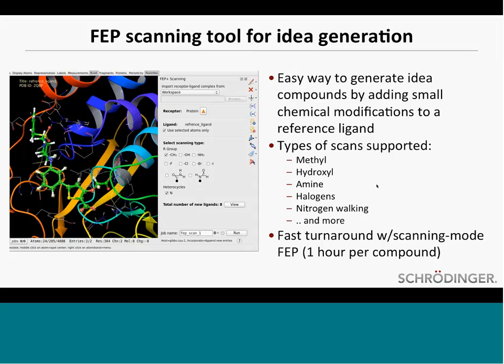And because of that fact, we've developed a scanning tool that has a significantly reduced sampling time and fewer intermediates that need to be sampled in order to predict FEP values correctly, that can be accessed in the scanning panel. What you're doing here is just identifying which of those hydrogens you want to be substituted with, for example, methyls or hydroxyls, amines, halogens, etc. And then you run these calculations in the order of an hour per compound, which compares, of course, to a day per compound for the fully accurate FEP.